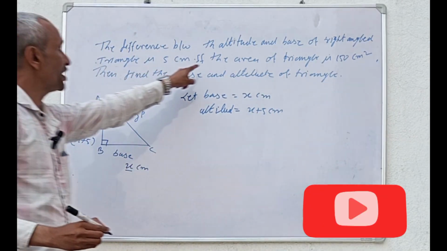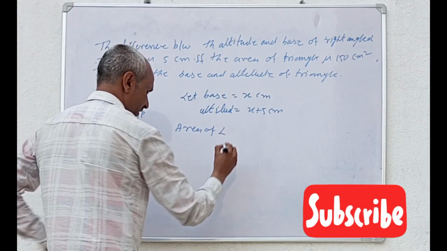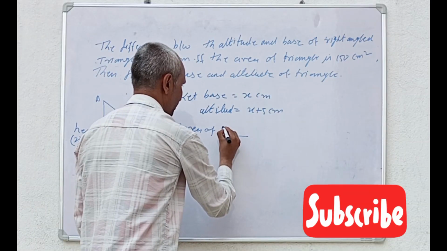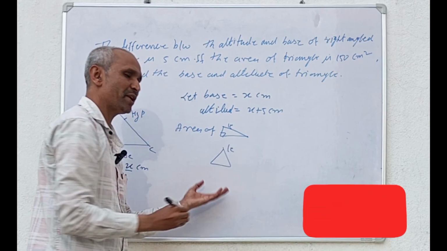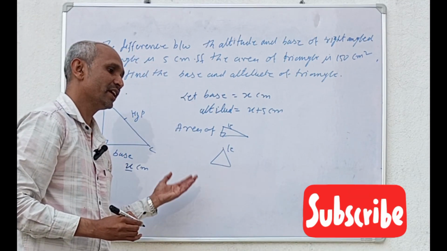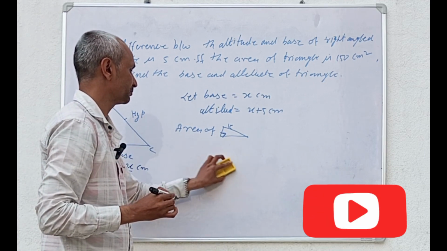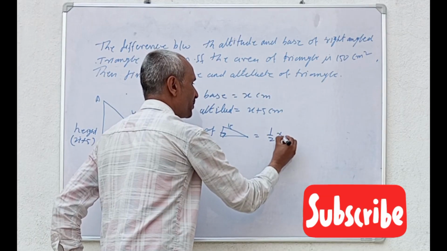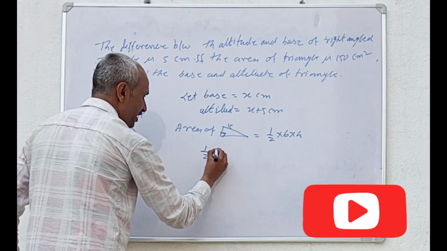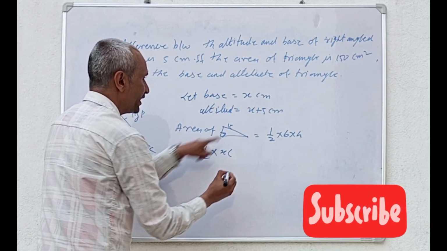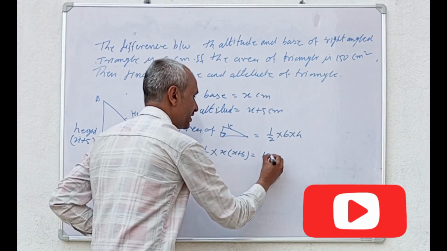Now the area is given. The area of a right angle triangle is always half into base into height. If we write it like this, it can be any triangle, maybe equilateral, isosceles or scalene, but here it shows the right angle triangle. So half into base x centimeter into height x plus 5 centimeter is equal to the given 150 centimeter square.